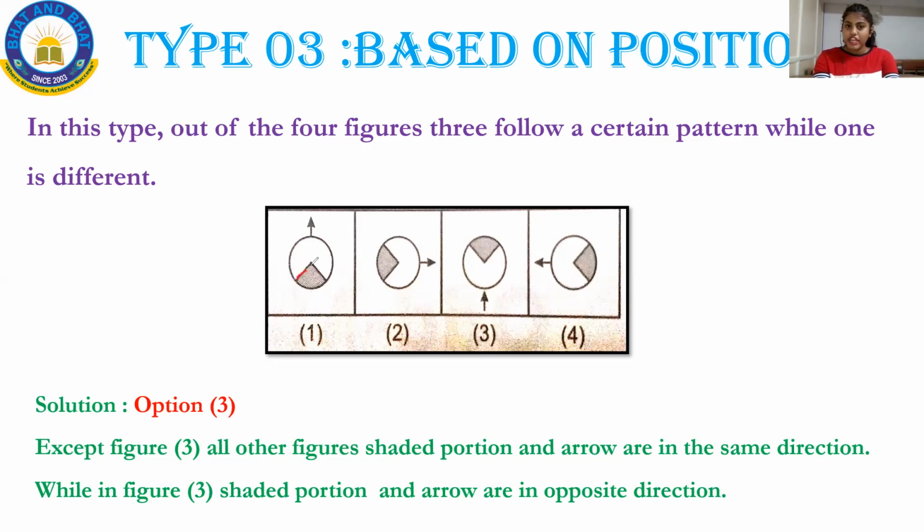See, this one is the shaded part. Okay. And then the arrow head is in the same direction. Let me go with the fourth one. This is the shaded part, and the arrow is in the same direction. And the third one, this is my shaded part, but see here, the arrow should be like this one, but it is on the opposite side. So it is the answer.